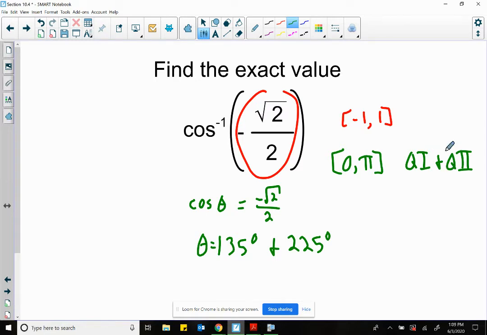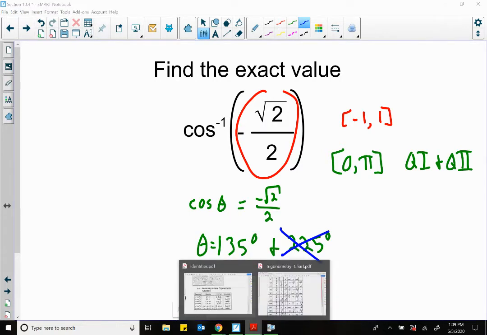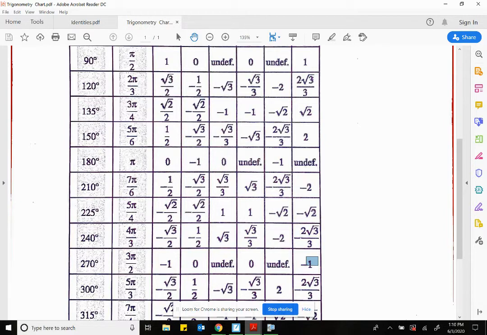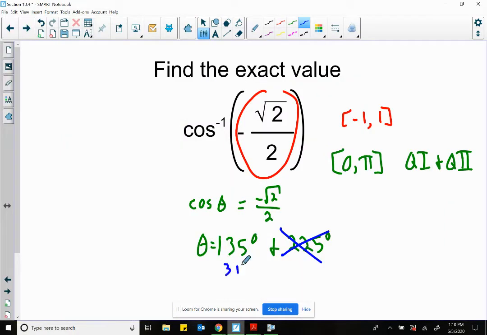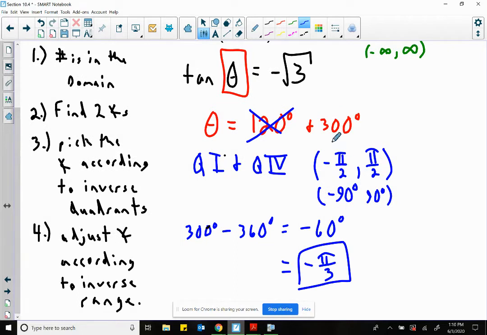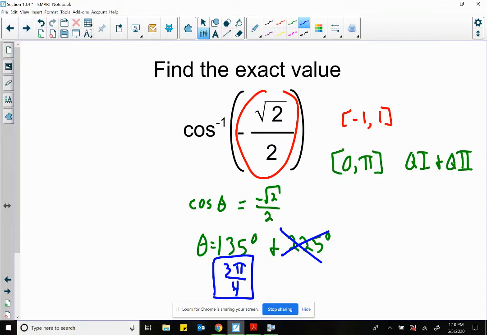Looking at this, the angle that we have to throw out is the 225 because that's in quadrant 3. So this is our quadrant 2 angle, which in radians is 3 pi over 4. And the cool part is you stop right there. That is the answer. You don't have to adjust it because you just have to be between 0 and pi, and 3 pi over 4 is between 0 and pi. So that is the answer they're actually looking for. No adjustment needed. Sometimes you have to adjust because they want you to be in negative radians. Sometimes you don't because this is actually within that interval. And there you go. That's all 10.4 is about. Try it again.